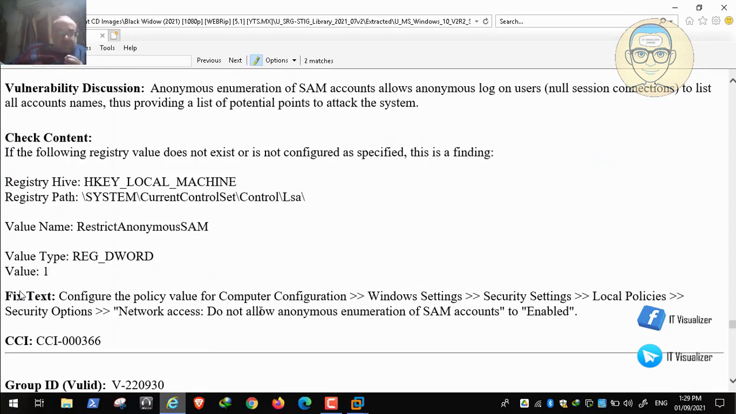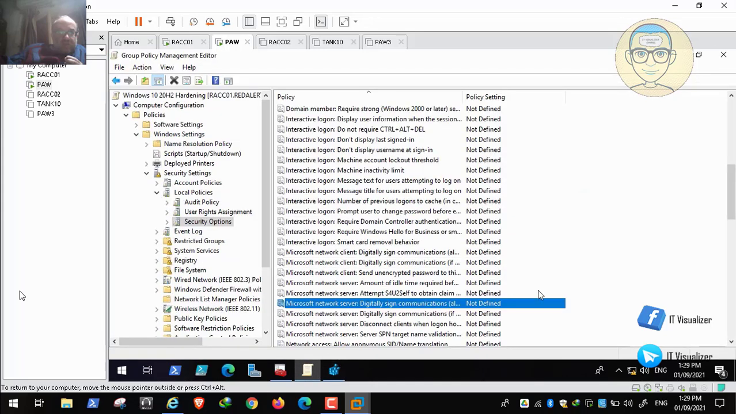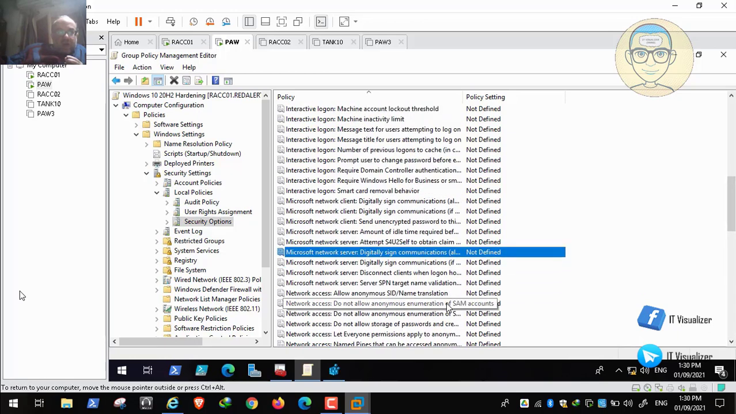Okay, so this option is already working. Let's see how we can get it from the group policy. From the group policy we can get it from down. Okay, it's not there, so we can go down further. Here we say that do not allow anonymous enumeration of SAM accounts.